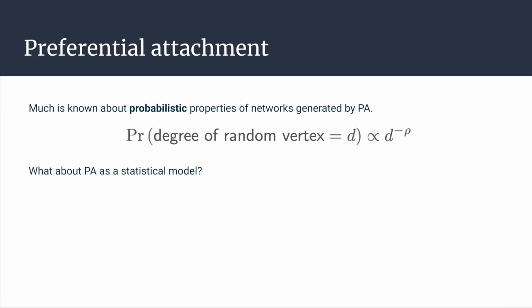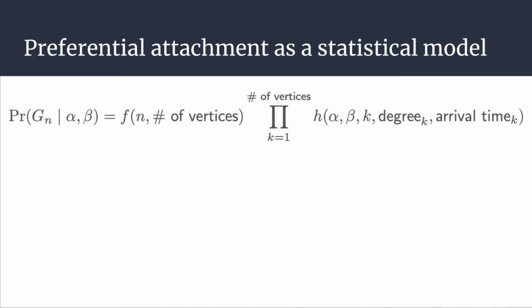Okay, so that's nice as a probabilistic model, and it begs the question of what about preferential attachment as a statistical model? So what if I want to fit a preferential attachment model to some data and infer model parameters? Okay, so the starting point, as always, is to write down the likelihood of the model. And here, G sub n just denotes a graph with n ends of edges. A network in the language of graph theory is called a graph, so oftentimes you'll see capital G.